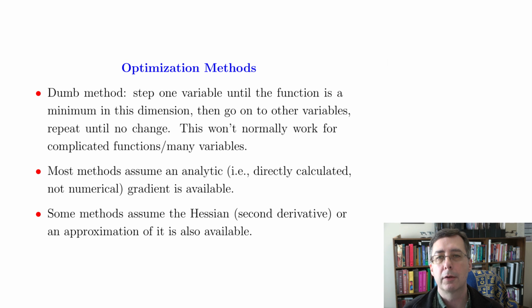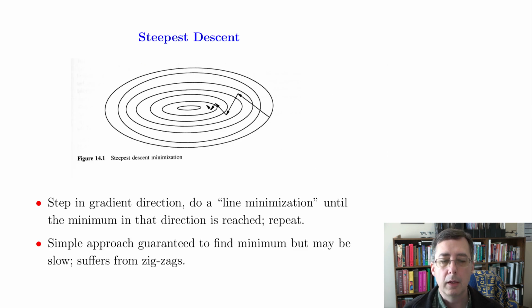Some methods, on top of assuming you have a gradient, also assume you have a Hessian, the second derivative of the energy with respect to the nuclear coordinates, or at least some approximation to the Hessian. Now, the first method I want to mention, which is a very famous method, is steepest descent. In steepest descent, what we do is we find out what our gradient is, and that tells us what direction we want to go in.